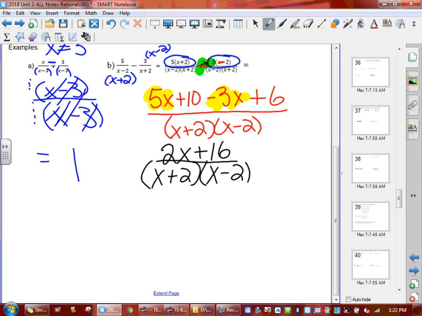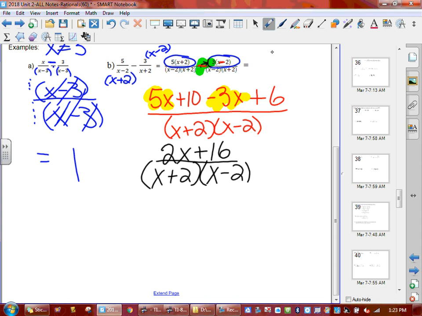At this step, you would try to factor the top to see if it matched anything on the bottom. Because if it did, then you could reduce like a fraction. 5 over 10 equals 1 over 2. You could do that if the top factored into one of these. The top doesn't, so that's your final answer.